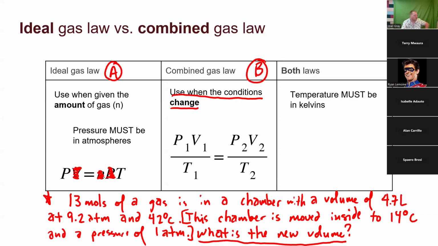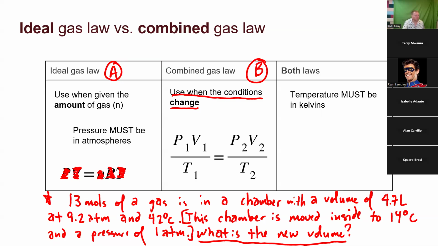Pressure is 9.2 atmospheres, and temperature is 42 degrees Celsius. Wait a minute. I've crossed out all the things that I know. So, seemingly based on the ideal gas law, I know everything. So the ideal gas law equation isn't going to help me answer this question because I already have all of the variables in the ideal gas law equation.